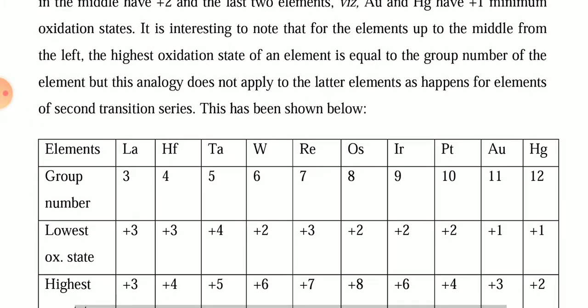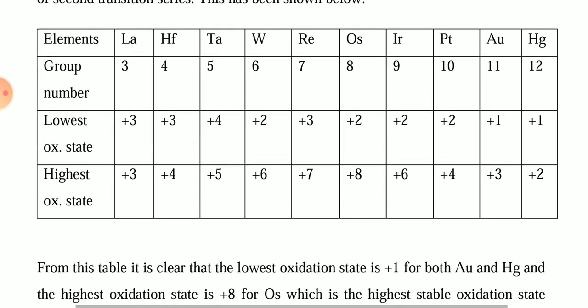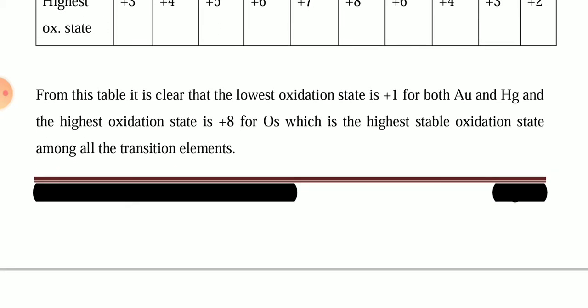In this table you can see the group number, the lowest oxidation state and the highest oxidation state for each element. Here you can see the highest oxidation state is +8, which osmium has, and the lowest oxidation state is +1 and +2 for gold and mercury. So you can see +1 for both Au and Hg, and the highest oxidation state is +8 for osmium.